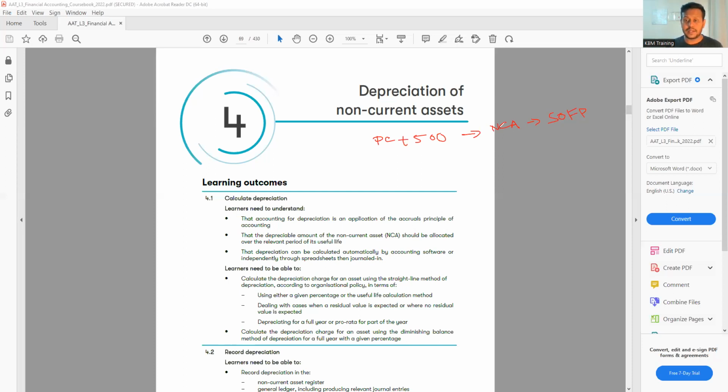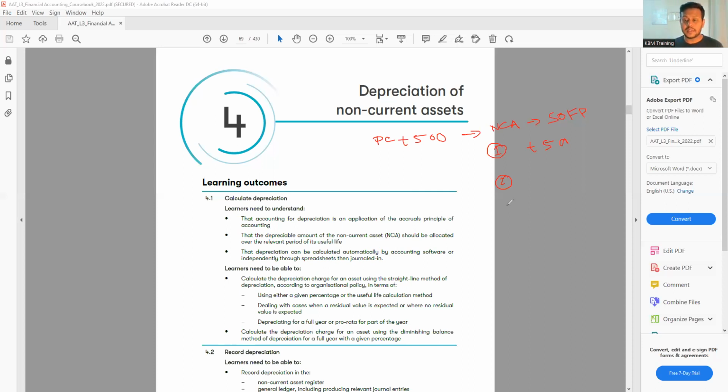Now, let's say we are in year number 1. In year number 1, we show 500, the value of the non-current asset on our accounts, on the record, on the financial statement. But after 1 year, let's say in year number 2, the value is not 500 anymore because I have used 1 year. So after the use of 1 year, the value of the computer should go a little bit down.